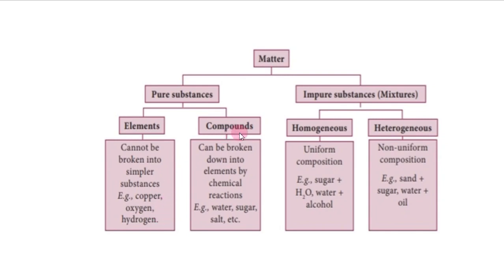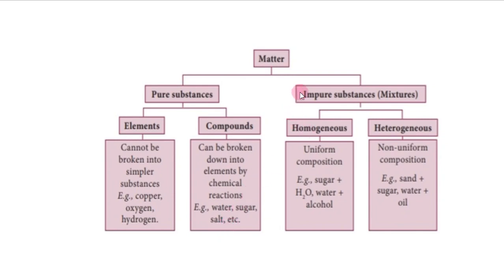Then compounds. How are compounds formed? When two or more elements interact together, they form a new substance. That is called a compound. These compounds can be broken down into elements by chemical reaction. Examples we discussed in the last class: water, sugar, salt.